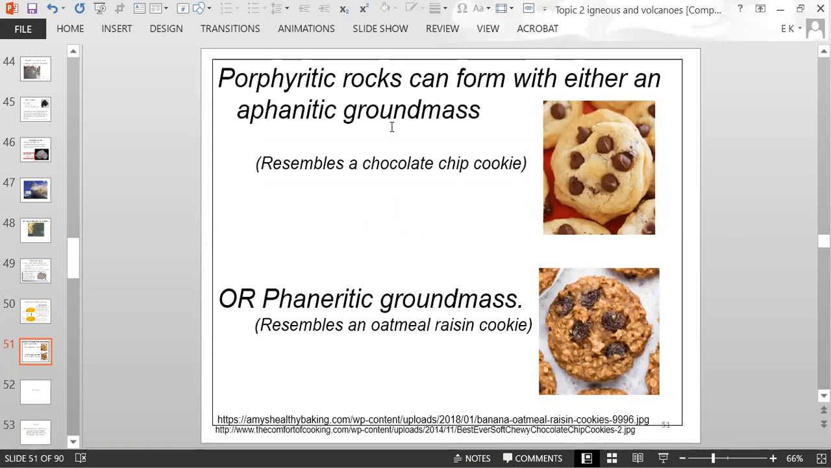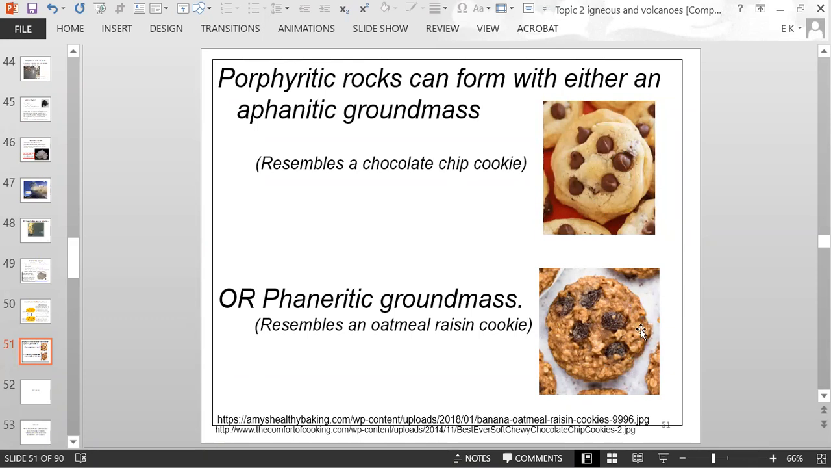And like a lot of things in geology, I use food examples. So when you have the aphanitic ground mass, it sort of resembles a chocolate chip cookie. So you have the chocolate chips, which are the phenocrysts, and then the rest of the cookie, you don't really see grains in there. It just looks like a smooth texture with no crystals visible, right? So the only things that you see in this rock are the chocolate chips. The rest of it's just a solid color background.